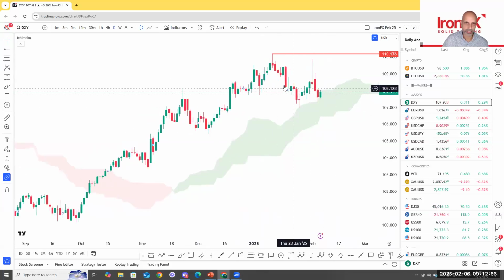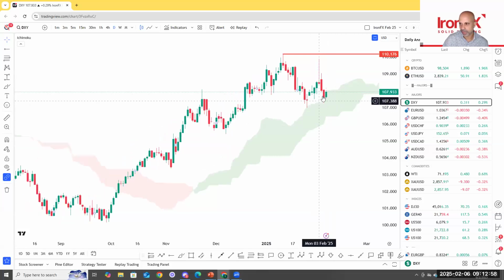However, you can see volatility for this index remains high, and the dollar index has managed to stabilize at around 107.60. Yesterday, 5th of February, it closed at around 107.60, and looks to have made a pretty decent rebound today.